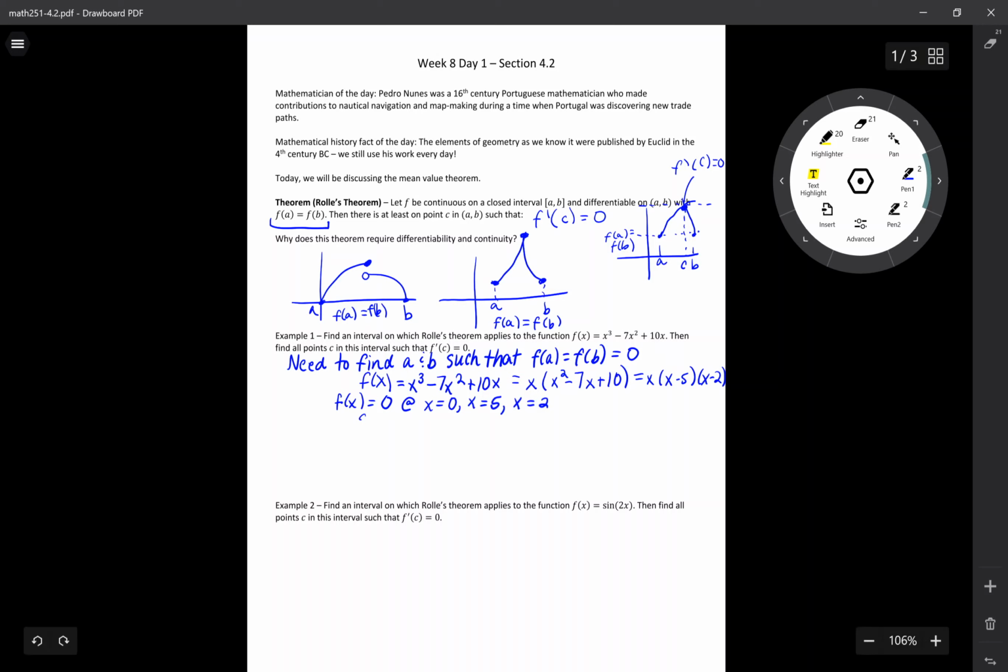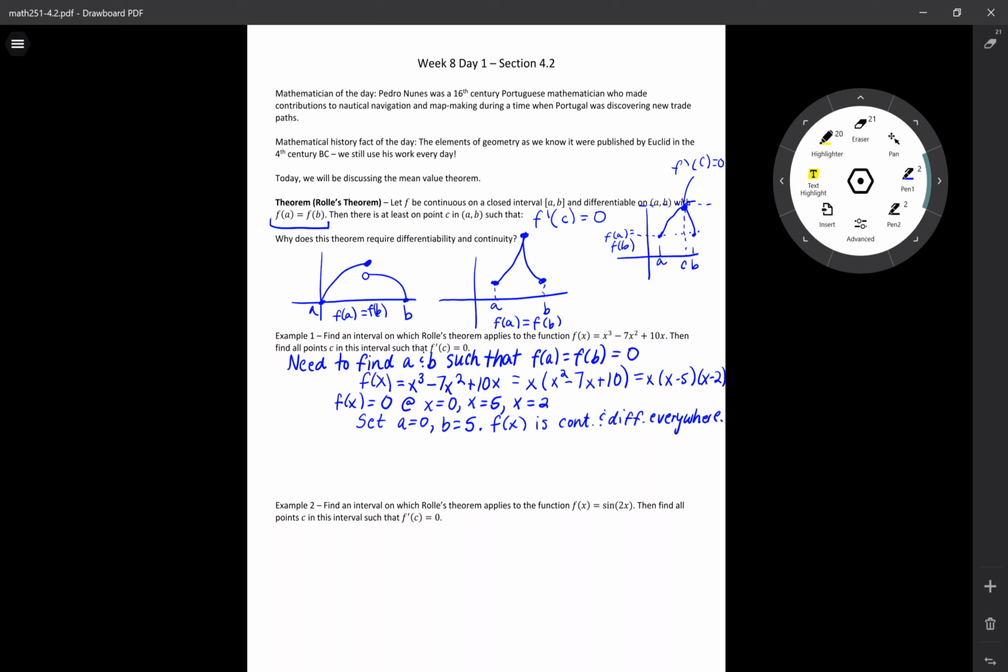So I'm going to set a equal to 0, b equal to 5. So this guarantees that f of a is equal to f of b. That is one thing that Rolle's theorem requires. The other is that f is continuous and differentiable. Well, we are dealing with a polynomial, so I know that f is continuous and differentiable everywhere. So I don't need to worry about that in this example.